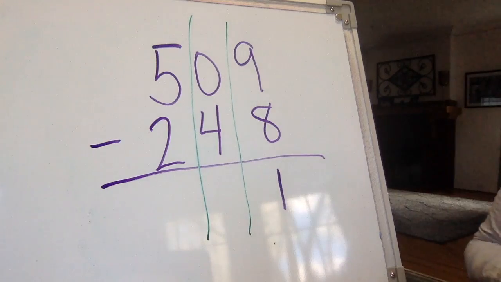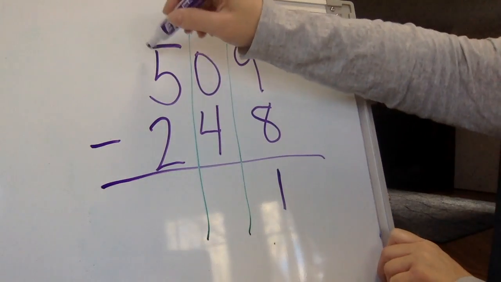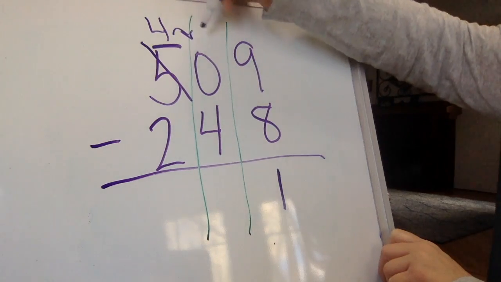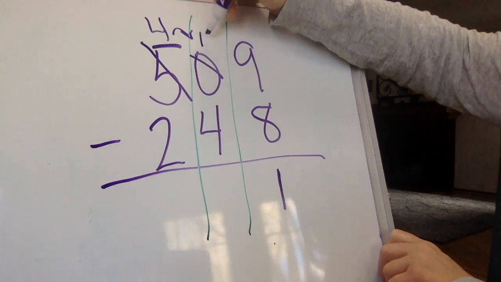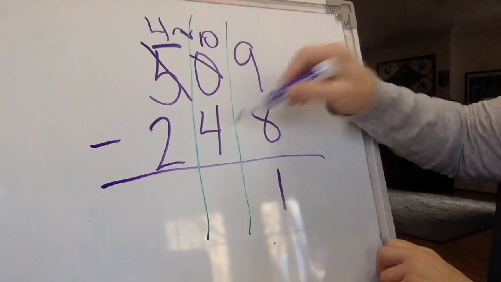0 tens minus 4 tens. Can I solve that? No, because I have 0. I don't know how to take 4 away from that yet. So I'm going to come to my hundreds. I'm going to cross off that 500 and make it 400. I'm going to bring 10 tens over. So 10 tens plus 0 tens equals 10. So now I have 10 tens minus 4.